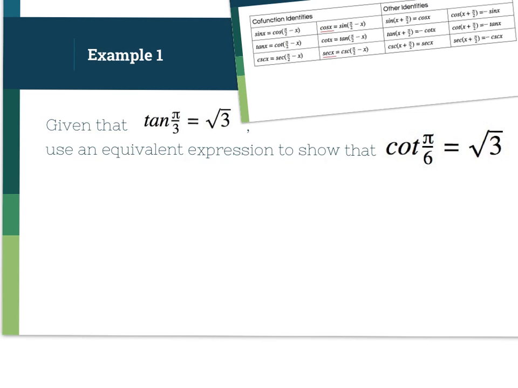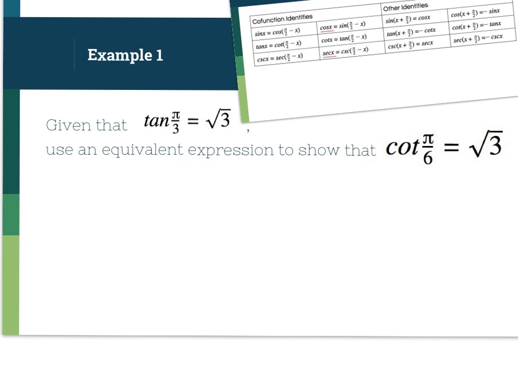Okay, so in this question we are given tan of pi by 3 equals root 3. And we've been asked to show that cotan of pi by 6 is equal to root 3 also. So I'm looking at this and I can see that pi by 6 is actually smaller than pi by 3. So I'm working with these subtraction cofunction identities here. So the cotan of pi by 2 minus x equals the tan of x. So I'm hoping that that will work. So let's check that out.